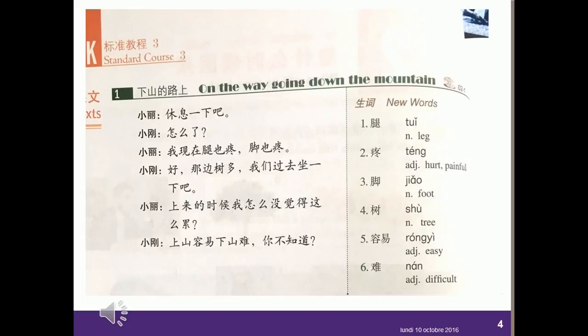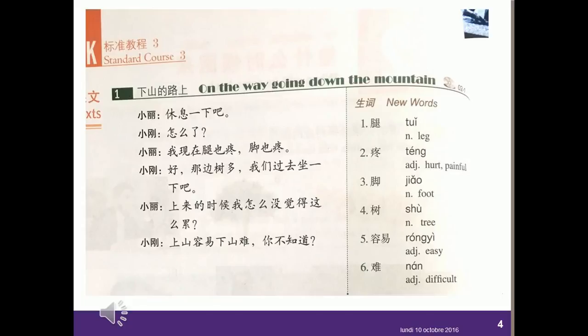Alright, now let's look at the text. If you have problems with just reading the characters, the pinyin script is on page 13, 13页. You can find all the pinyin for the four texts. 小丽 says, 休息一下吧. Okay, 吧 is used for suggestion. 休息 means rest, 一下, a short period of time. Or you can say, 休息一会儿吧. 休息一会儿吧, 休息一下吧. They both mean a short period of time, but if you say 一下, it feels like the time period is shorter than 一会儿. 一会儿 kind of means one moment, and 一下 kind of means just one second, one minute. Okay.